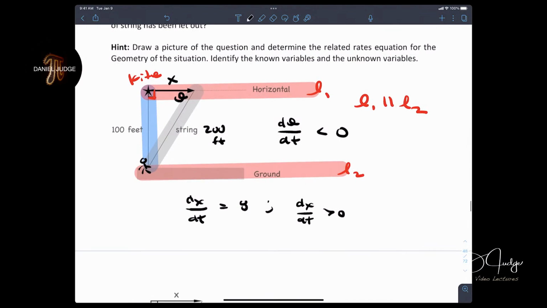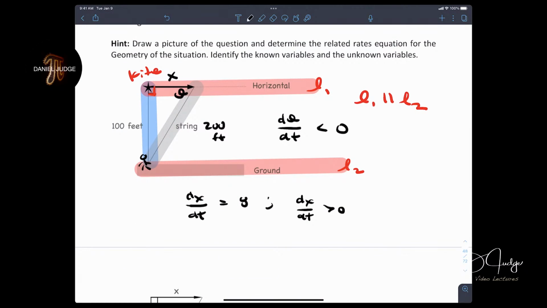And then you say, what else is happening here? Well, you have a string here. Okay, so you have a string in this picture.